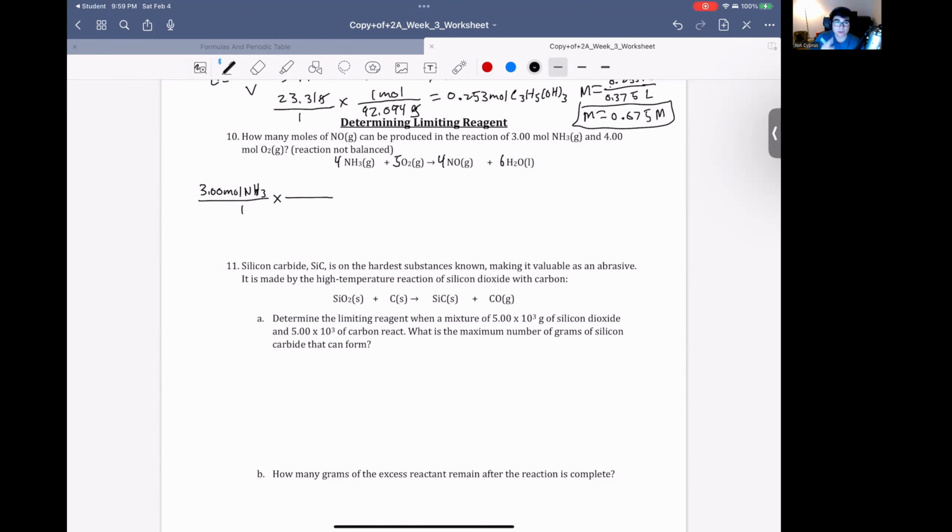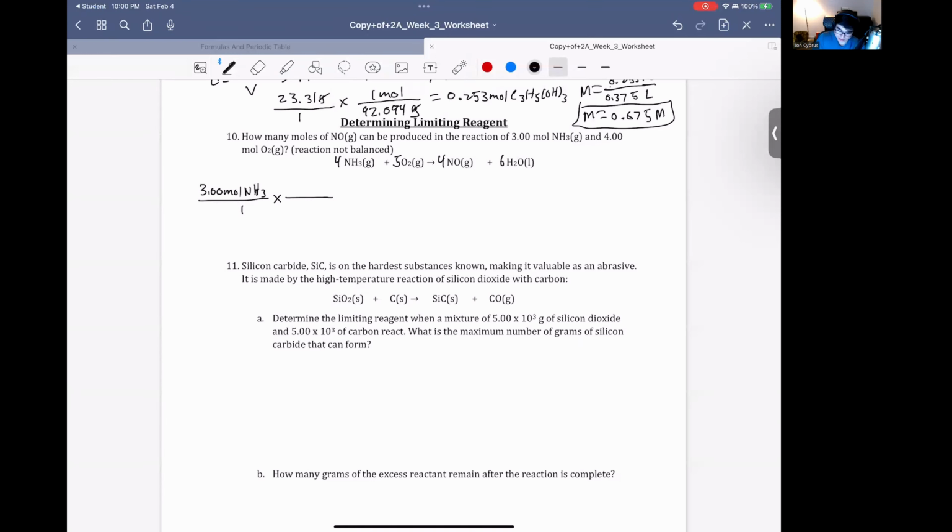For every one reaction, you can think of this as a recipe book. For every loaf of bread, I don't know, you use 1 cup of flour and 2 eggs. If you have 4 eggs, based on your eggs, you can make 2 loaves of bread. If you only have 1 cup of flour, you can only make 1. So your limiting reactant is your flour. So same thing here.